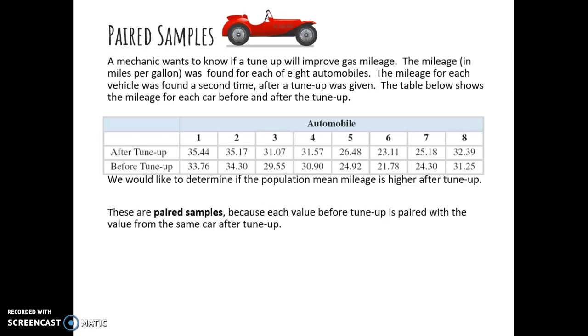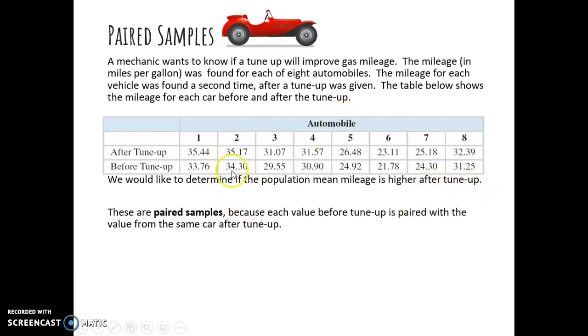Listen to the following scenario. A mechanic wants to know if a tune-up will improve gas mileage. The mileage in miles per gallon was found for each of 8 automobiles. The mileage for each vehicle was found a second time after the tune-up was given. The table below shows the mileage for each car before and after the tune-up. So we have 8 cars, 1, 2, 3, 4, 5, 6, 7, 8, and we have their after tune-up mileage, and we have their before tune-up mileage. And we would like to determine if the population mean mileage is higher after the tune-up.